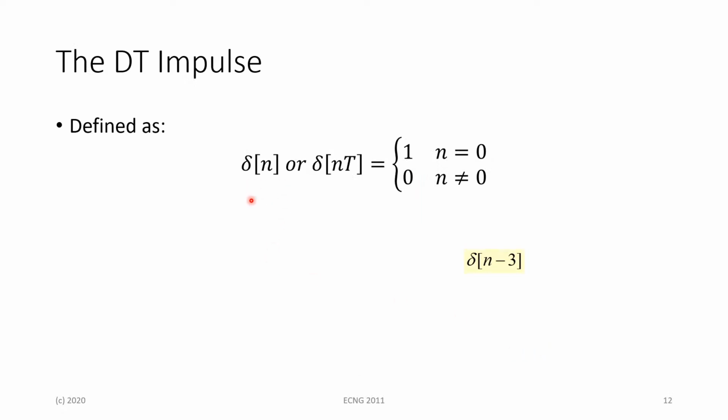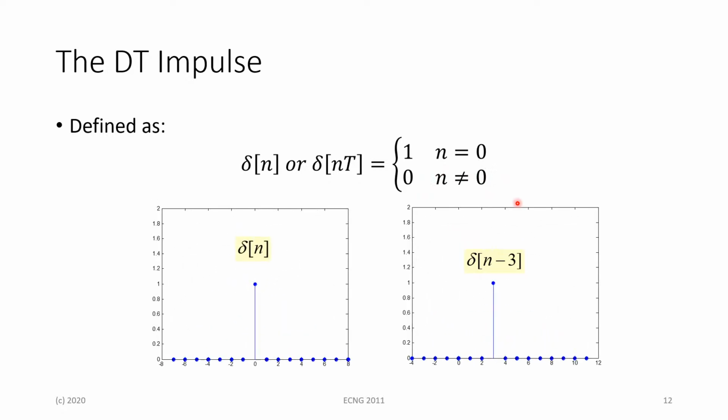So the discrete time impulse is delta of n or delta of nT, and it just means it's 1 for n equals 0 and 0 everywhere else, for n not equal to 0. So it operates similarly to the continuous time impulse, but because it's discretized time, it doesn't follow the continuous time mathematical properties where we saw delta of t was equal to 0 for t not equal to 0, and the area under the impulse was 1. In discretized time, delta of n is just equal to 1 for n equals 0, and 0 where n is not equal to 0.